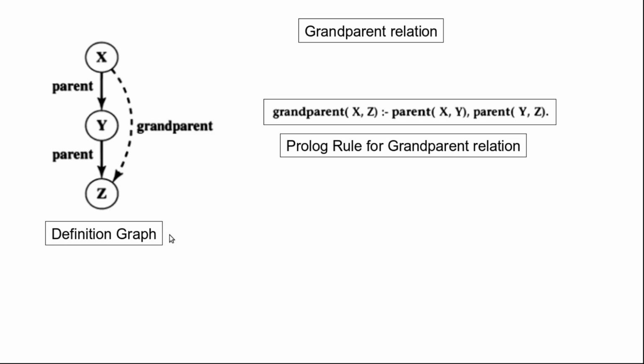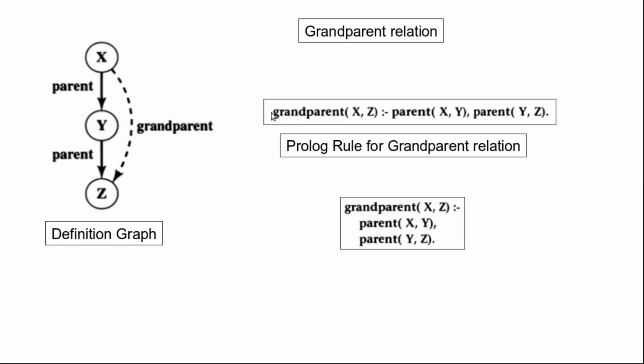Once you have the definition graph, you can create the Prolog rule for it. We say that x is a grandparent of z if x is a parent of y, that's why we write this goal, and y is a parent of z, so that's why we have the second goal. This is another way to represent the same rule. We write the head, the conclusion part, in one line, and we represent the individual goals in separate lines. So we have two goals in the body and we write them on separate lines. This is another convention you can use to write rules.